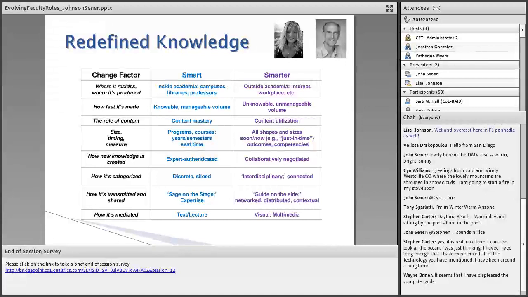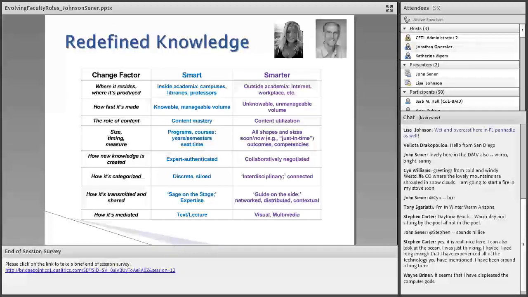But I think some of the other ones I want to touch upon that we all talked about already, for example, how knowledge is transmitted and shared. We're moving from a sage on the stage to different models, the guide on the side, but also, as Lisa said earlier, guide in the sphere. But the fact that knowledge is increasingly networked, distributed, and contextual also is one of the reasons why it has to be collaboratively negotiated.